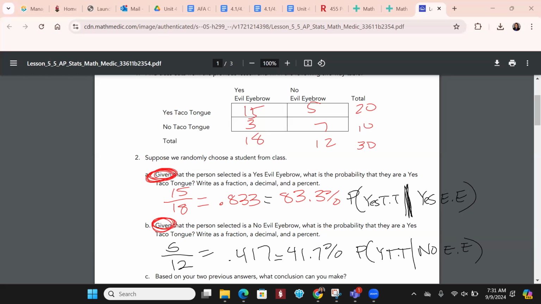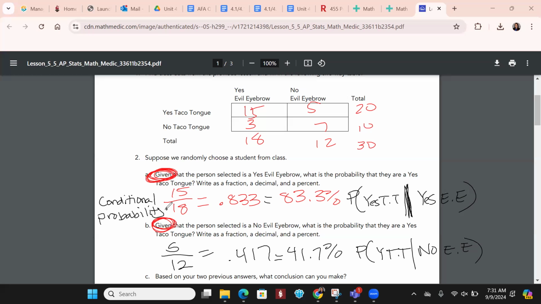All right, so these are what we like to call in the stats world conditional probability. Whenever you see the word given, that's conditional.